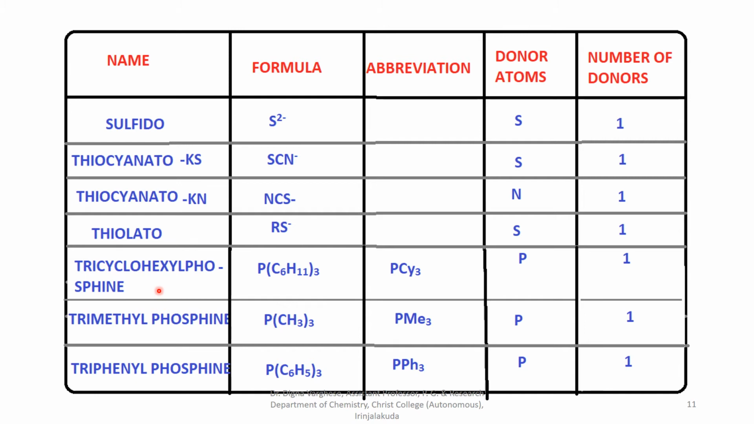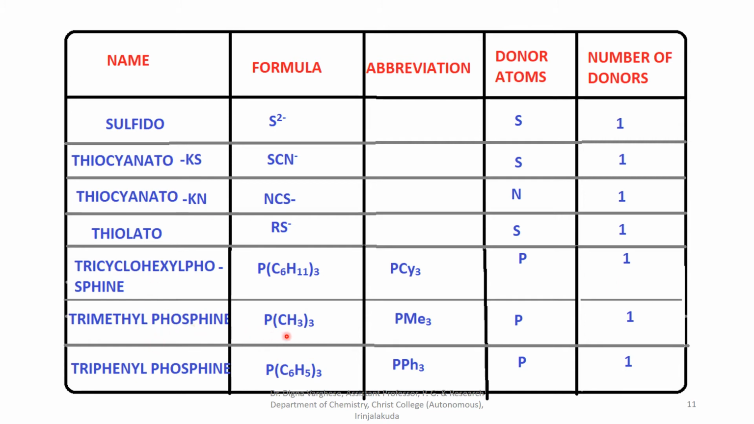Tricyclohexyl phosphine, P(C6H11)3, that is PCY3, which is its abbreviation, and phosphorus is the donor atom which is coordinated to the metal ion and 1 is the number of donor sites.